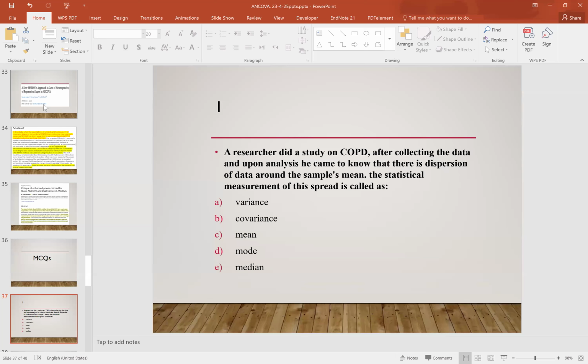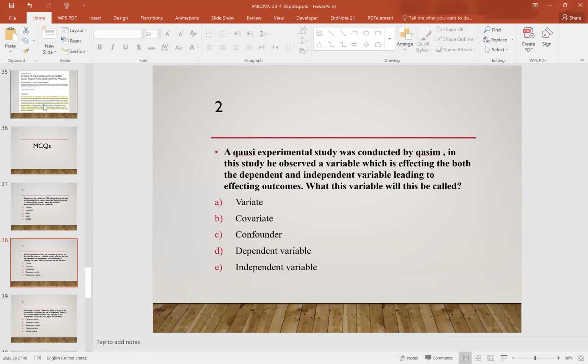A quasi-experimental study was conducted by Qasim. In this study, he observed a variable which is affecting both the dependent and independent variable, leading to affecting outcomes. What is the variable? Variate, covariate, confounder, dependent variable, or independent variable? C. Confounder. Yes, it's C, confounder.